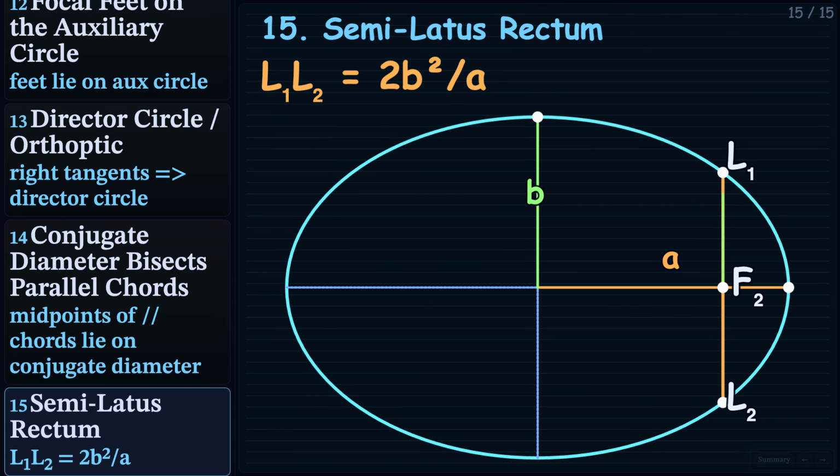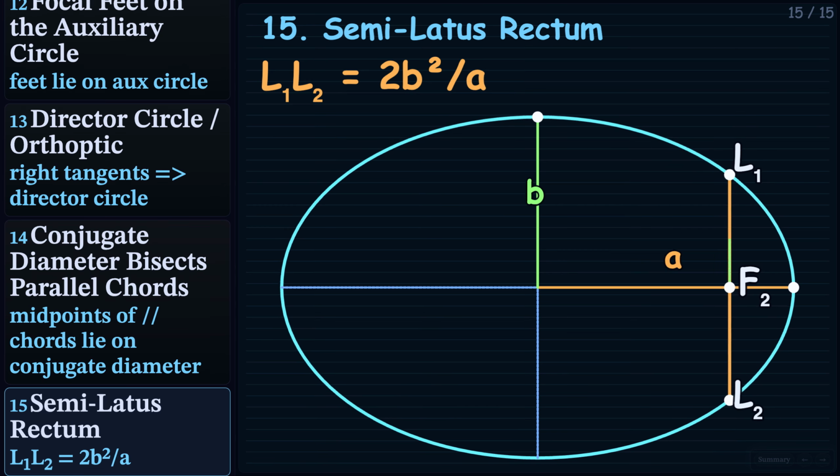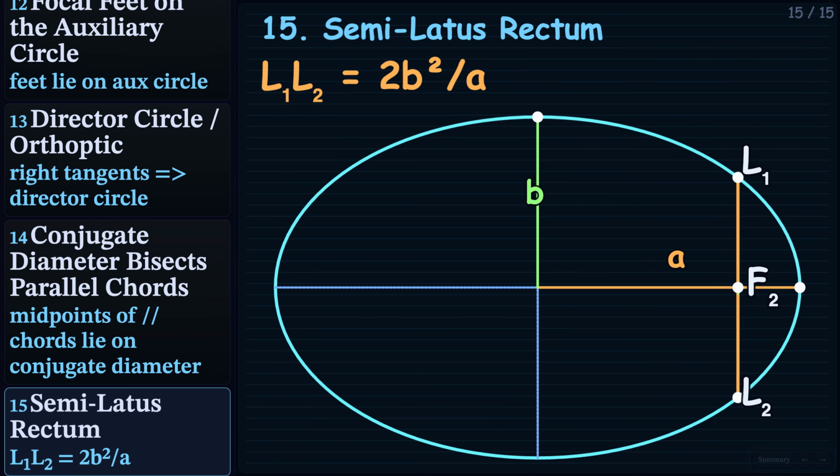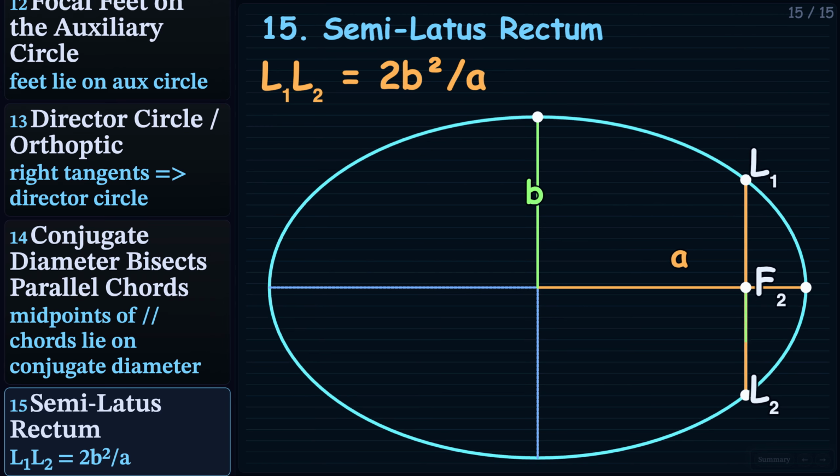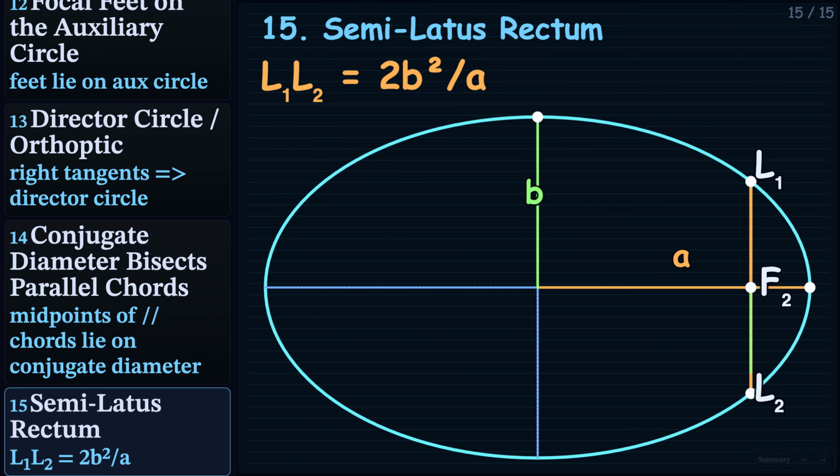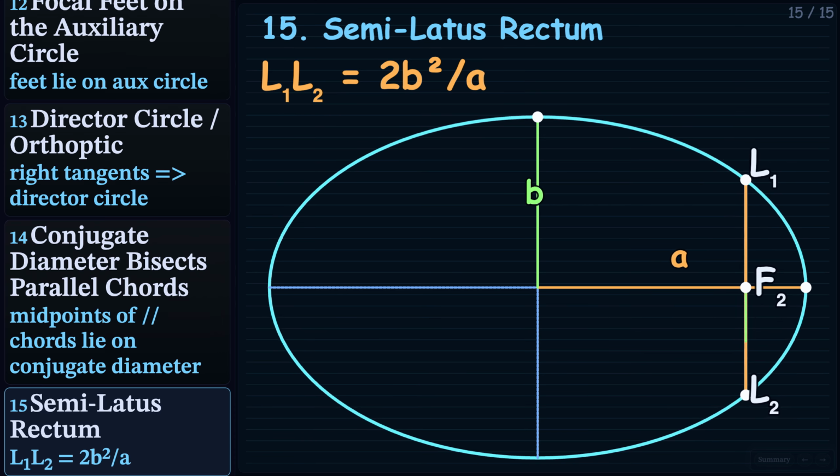Number 15 out of 15. Latus rectum. The chord through a focus perpendicular to the major axis has length L1 L2 equals 2b squared over a. Proof hint. Set x equals c in the ellipse equation and solve for the two y values.